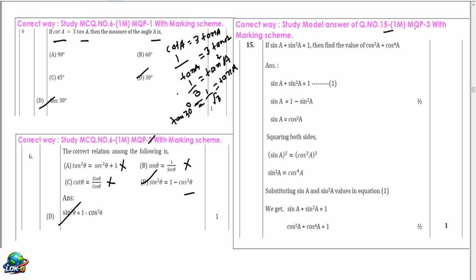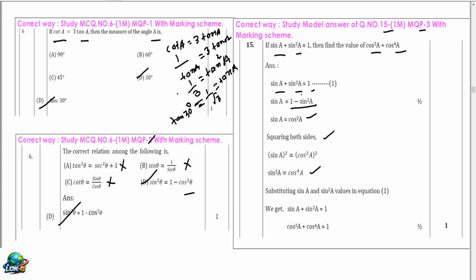1 mark question number 15, model question number 3. Sin A plus sin square A is equal to 1. Then find the value of cos square A plus cos raised to 4 A. Interesting question. See, first of all, you take the expression sin A plus sin square A is equal to 1. Take sin square A to the right. You know that 1 minus sin square A is cos square A. If you square it on both sides, you get what? Sin square A, cos square A squared will be cos raised to 4 A. Substituting sin A and sin square A values in equation number 1.